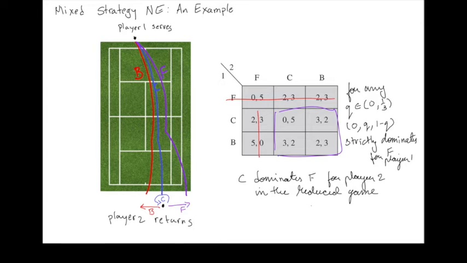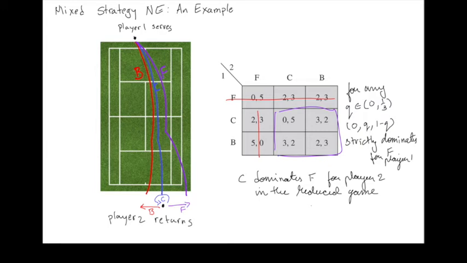Now it's clear to see that neither C nor B dominates the other for either player. For player 1, 3 is bigger than 0, but 3 is bigger than 2. For player 2, 5 is bigger than 2, but 2 is smaller than 3. So neither C nor B dominates the other for player 1 or player 2.